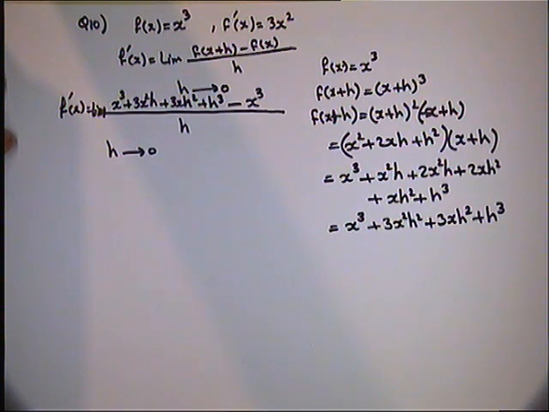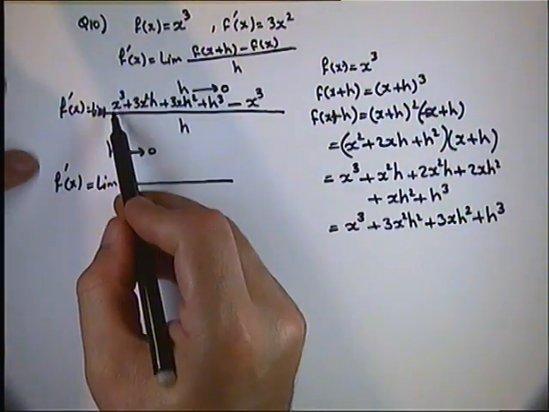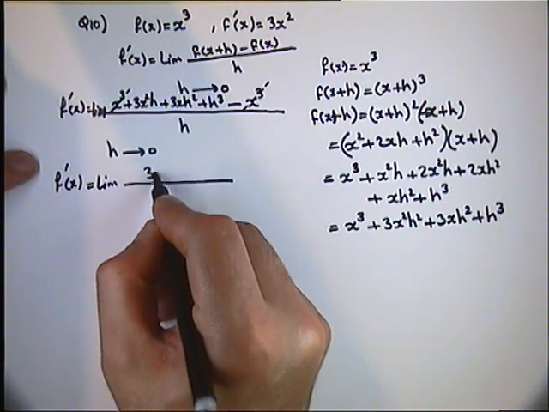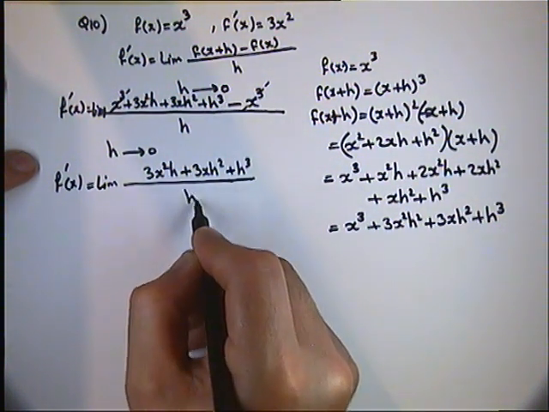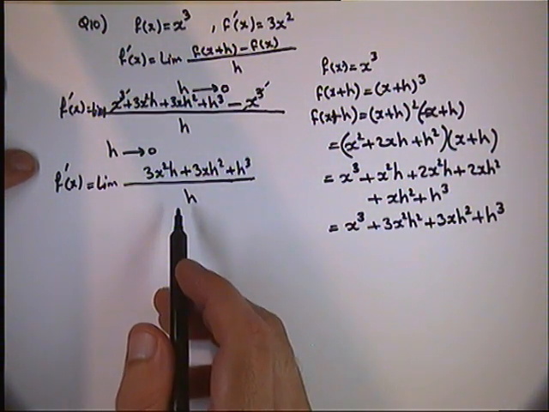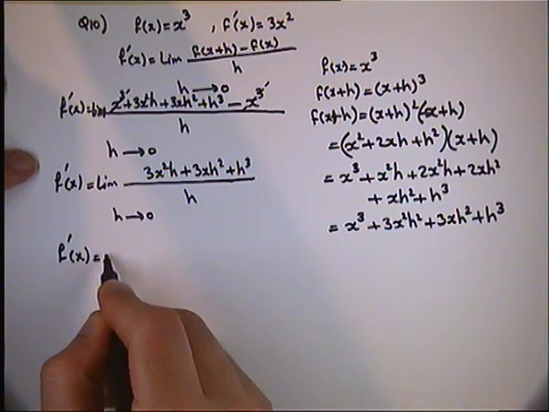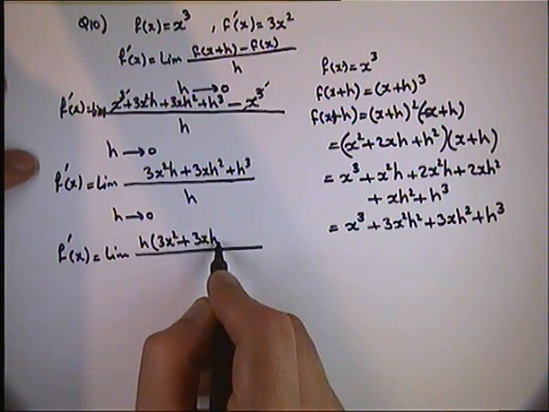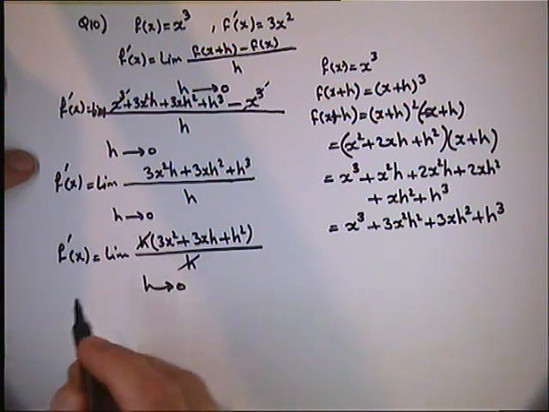Okay, so let's simplify this a bit further. f prime of x is equal to the limit of x to the 3 minus x to the 3, which is 0. So what is left over is 3x squared h plus 3xh squared plus h cubed, over h. Now we can factorize h. So we get the limit of 3x squared plus 3xh plus h squared, when h is tending toward 0. The h and h cancel.